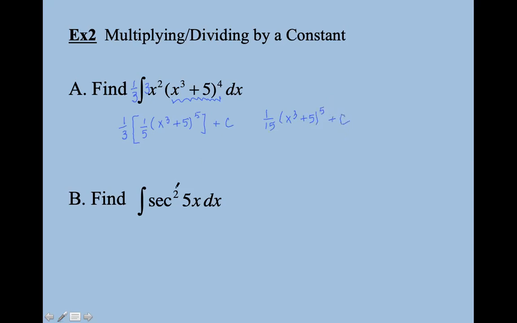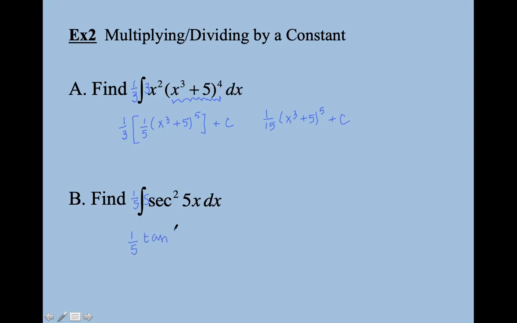All right, let's see this one. Well, there's certainly this secant squared 5x, but if the chain rule had been done correctly, there should be a 5 in here, and we don't have a 5. So I'm going to put my 1/5. If I put my 5 in here, I need a 1/5 on the outside. So now I have 1/5 times the antiderivative of secant squared, which is tangent.